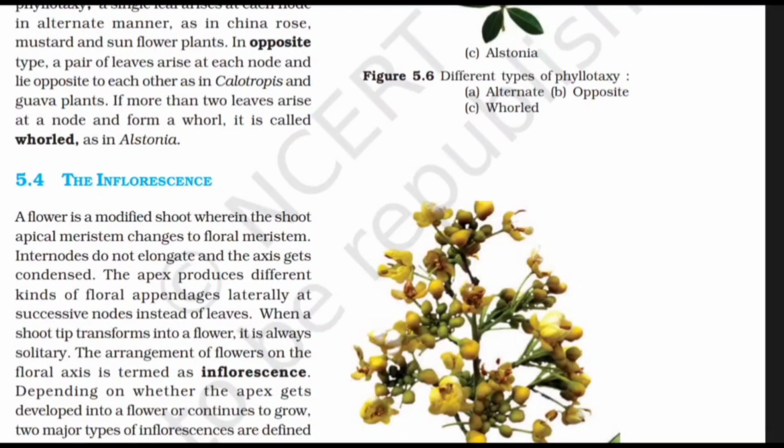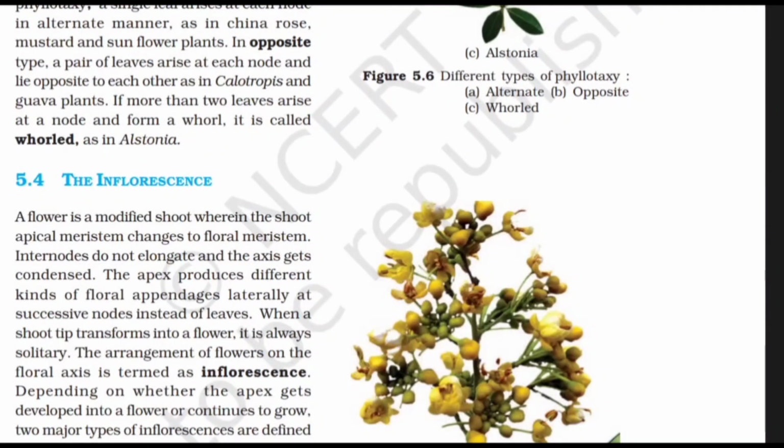5.4 The inflorescence. A flower is a modified shoot wherein the shoot apical meristem changes to floral meristem. Internodes do not elongate and the axis gets condensed. The apex produces different kinds of floral appendages laterally at successive nodes instead of leaves. When a shoot tip transforms into a flower, it is always solitary. The arrangement of flowers on the floral axis is termed inflorescence.